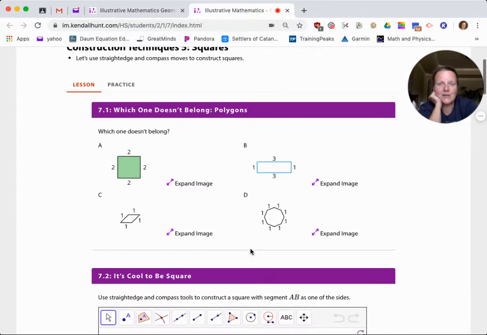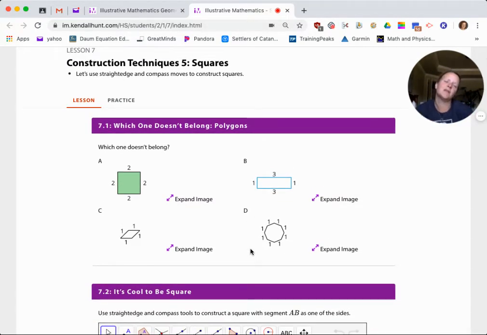Let's just get started. So we're still constructing, and today we're going to construct a square, which I've been practicing for quite a while because it's complicated but fun. I love doing this in paper and pencil with compasses and straight edges because I can erase, and I can't erase in the GeoGebra applet very well.